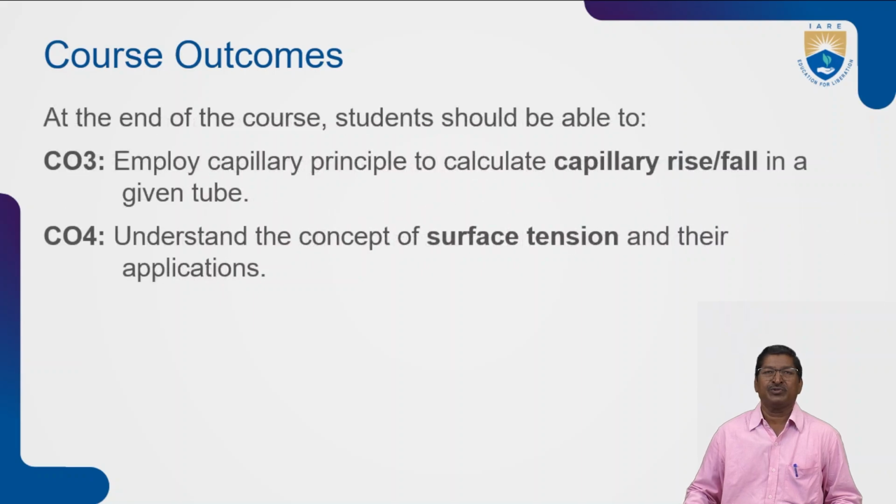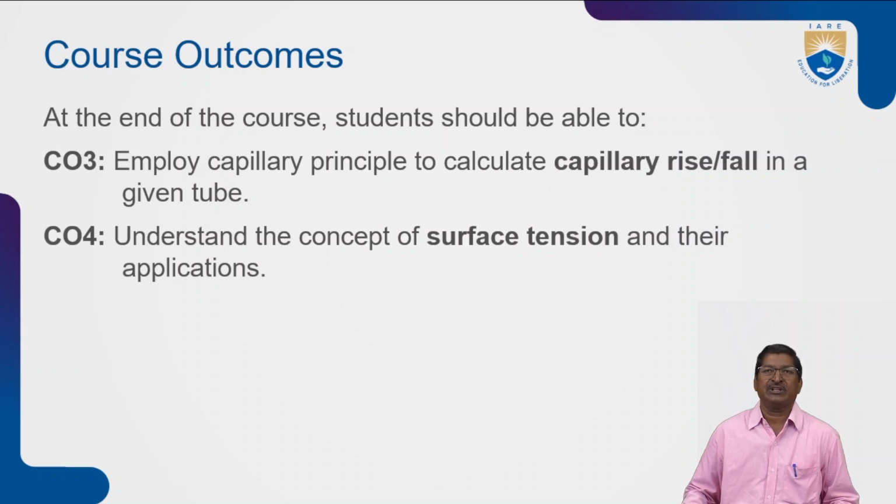Then course outcome 3 is capillary rise or capillary fall. That means if you insert a small diameter tube in a fluid, the fluid will rise. Some of the fluids will rise in the small diameter pipe, which is called capillary rise, and some of the fluids will fall compared to the top surface of that fluid, which is called capillary fall. So this knowledge will come under course outcome 3.